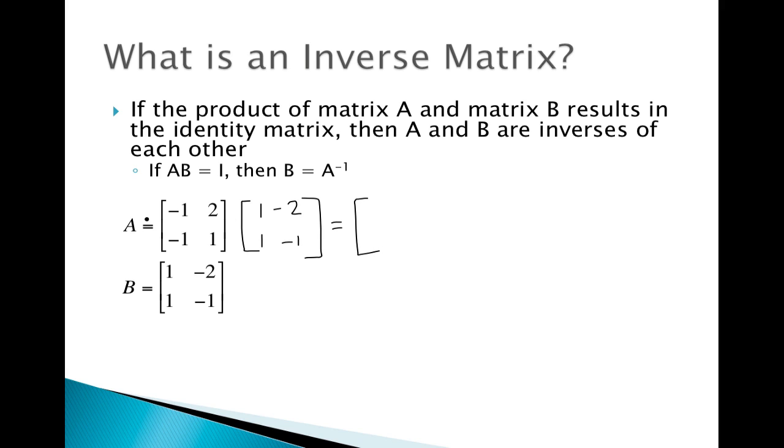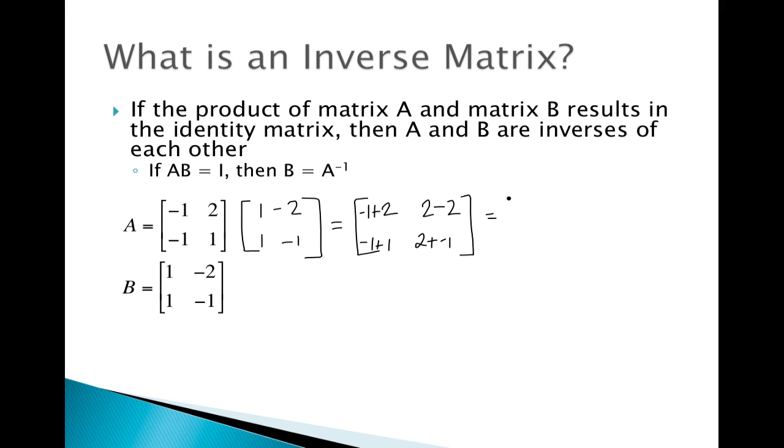So when we do this, we get -1 times 1, which is -1, plus 2 times 1, which is 2. And our second entry will be -1 times -2, so that gives us 2, plus 2 times a -1, so -2. Next row, we get -1 times 1, which is a -1, plus 1 times 1, which is 1. And finally, we get -1 times -2, which is 2, plus 1 times a -1, so plus a -1.